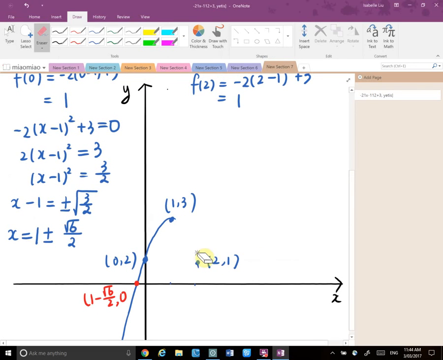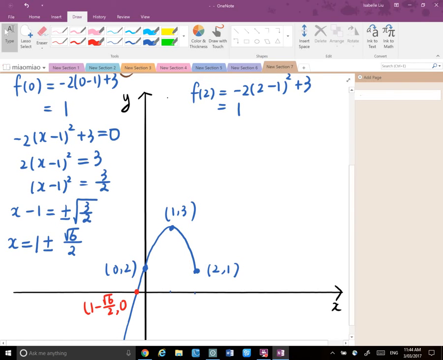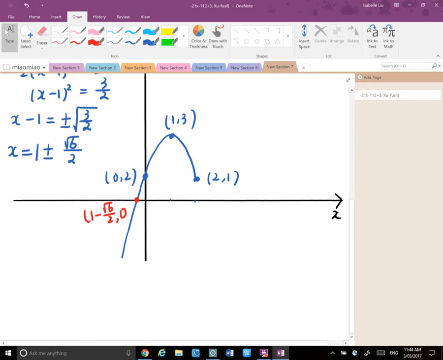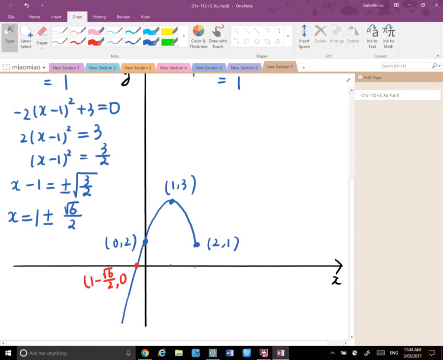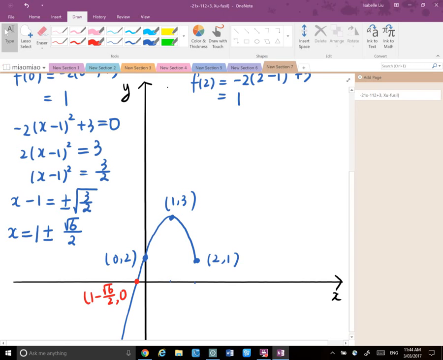Okay, so the graph looks like this. And the next thing is I want to find the linear. We finished with this quadratic. We have the endpoints labeled, turning point labeled, x and y intercepts all labeled. So it's all good for the quadratic graph. And the next one is the linear graph.